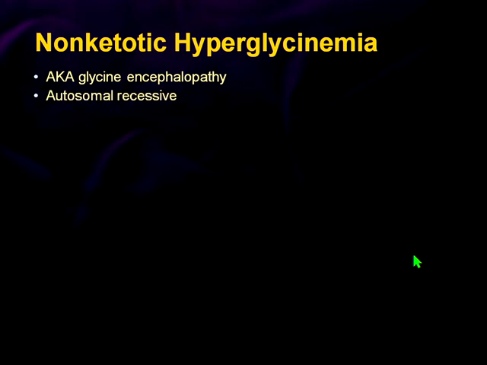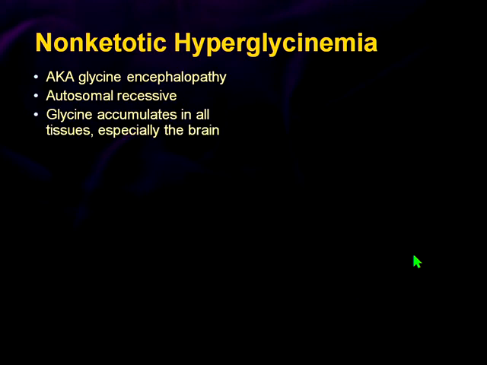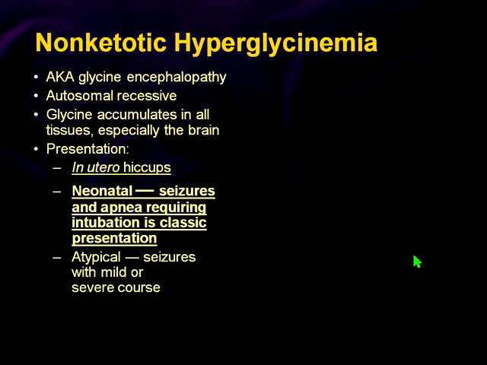All right, non-ketotic hyperglycemia is also known as glycine encephalopathy. This is a glycine problem, not a glucose problem. It is autosomal recessive. The glycine accumulates in all tissues and especially the brain. Presentation is in utero hiccups, and in the neonatal period, seizures and apnea that require intubation, and that's the classic presentation. You can have atypical presentations with seizures with a mild or severe course. And remember, glycine is one of your precursors for all of your neurotransmitters.